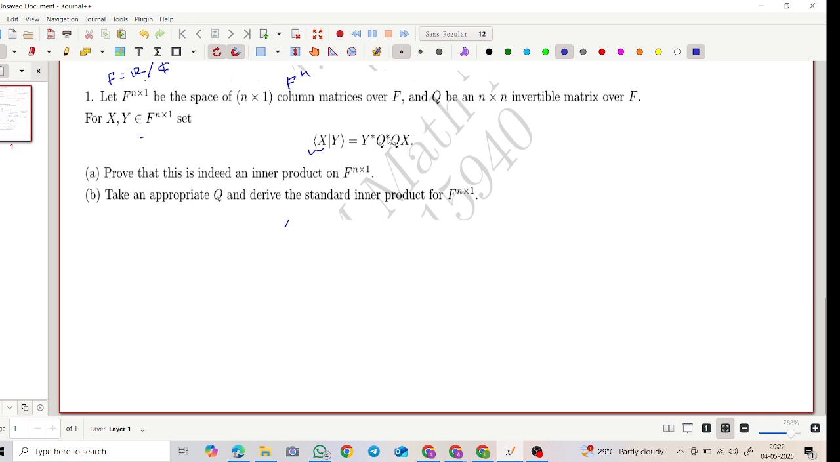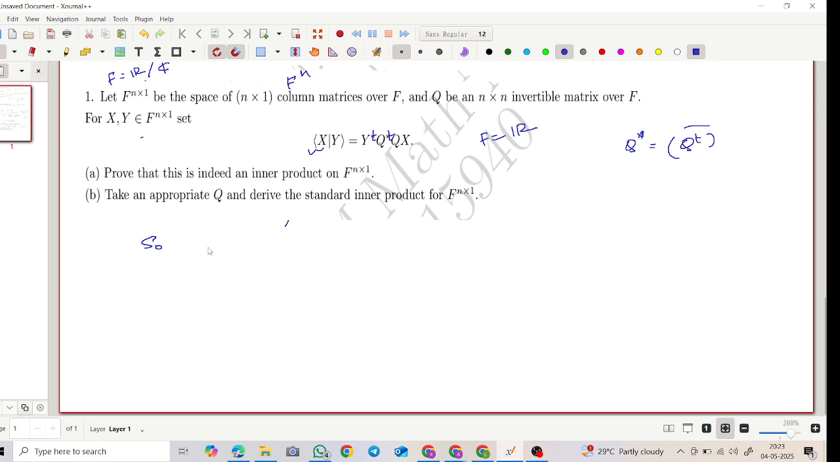For the timing, just take transposes because we haven't defined the notion of conjugate transpose. Q star is just Q transpose whole bar: you transpose Q and take the conjugate of every element. But let's take transpose for the timing because we are doing things on R. So we have to show that this is indeed an inner product.